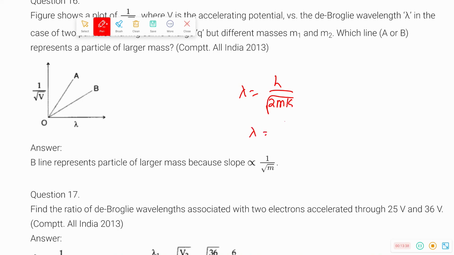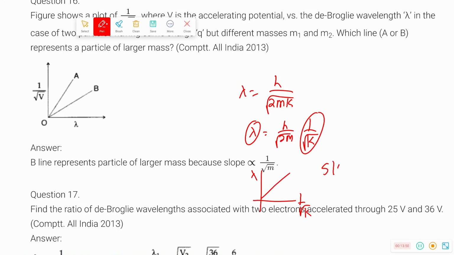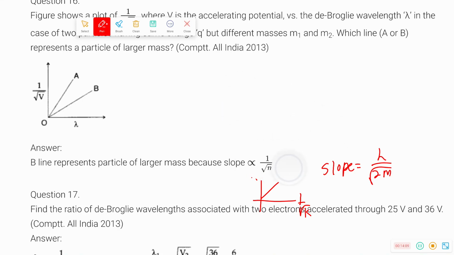Now here lambda equals h by root 2m, times 1 by root kinetic energy. Now see here, if I take a graph of lambda against 1 by root K, the slope will give h by root 2m. That's it. Then you identify, if two materials are there, slope is inversely proportional to root mass. So which has larger mass and which has smaller mass, you identify. Be careful, always stick to the formula and concept you studied.